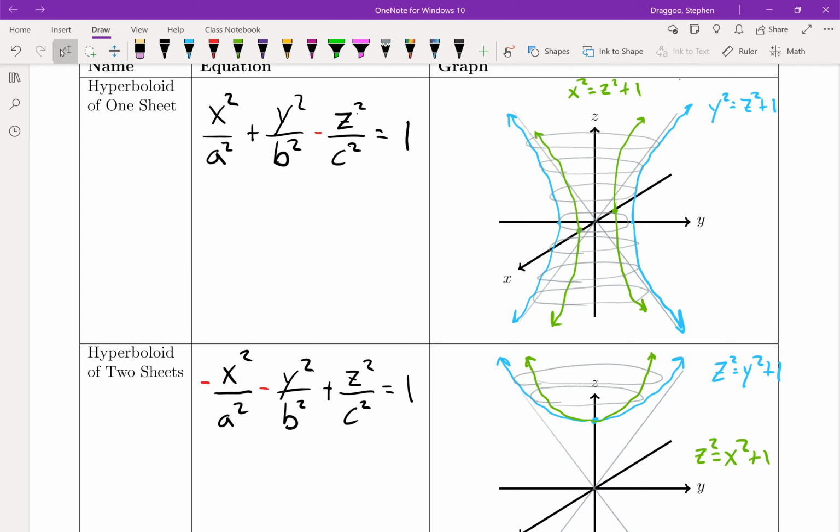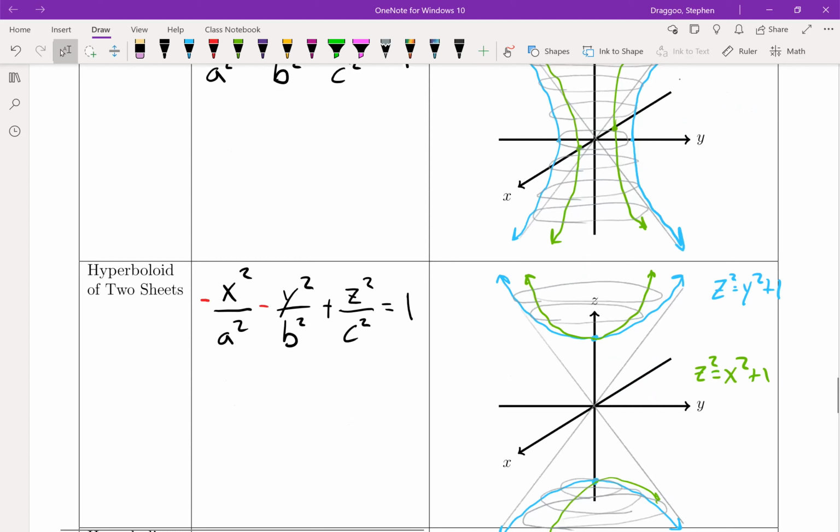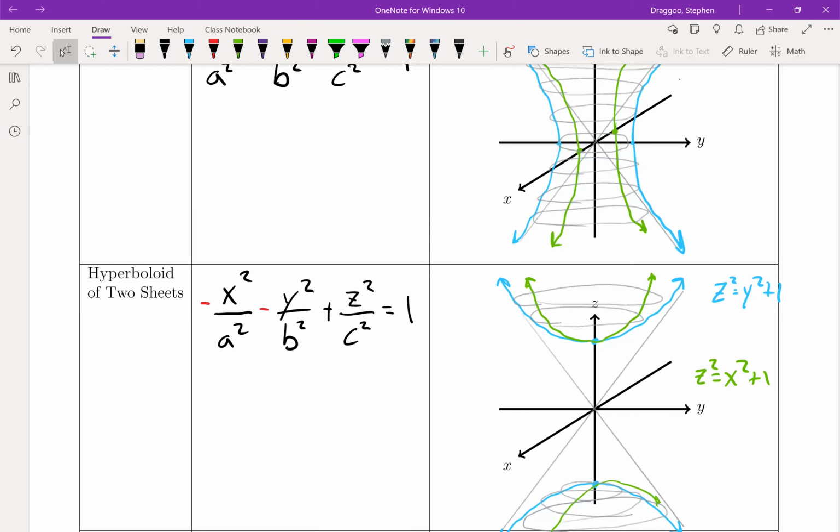And a hyperboloid of 2 sheets will only intersect with 1 axis. In this case, it would be the z-axis. You can check (0, 0, 1), plug that in, and we get a solution of 1, so that's good. But if I try to look at an intersection along either the x or the y-axis, I will not end up with an intersection, since in both cases I would get -1 equals 1.